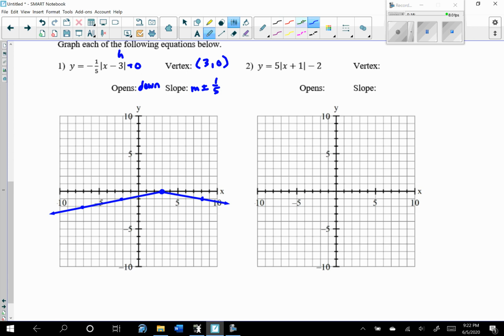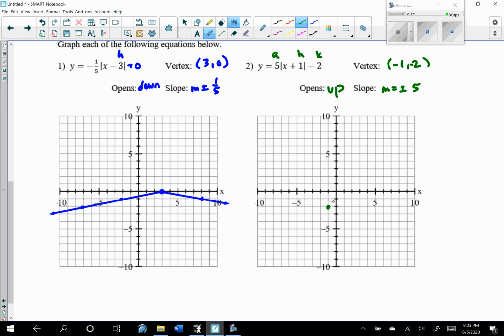So for this one over here, this is our A, our H, and our K. So we know that the vertex in this case is -1, -2. It's going to open up because our A value is equal to +5, and the slope that we're using is plus or minus that 5 because it's your A value. So the vertex is -1, -2.